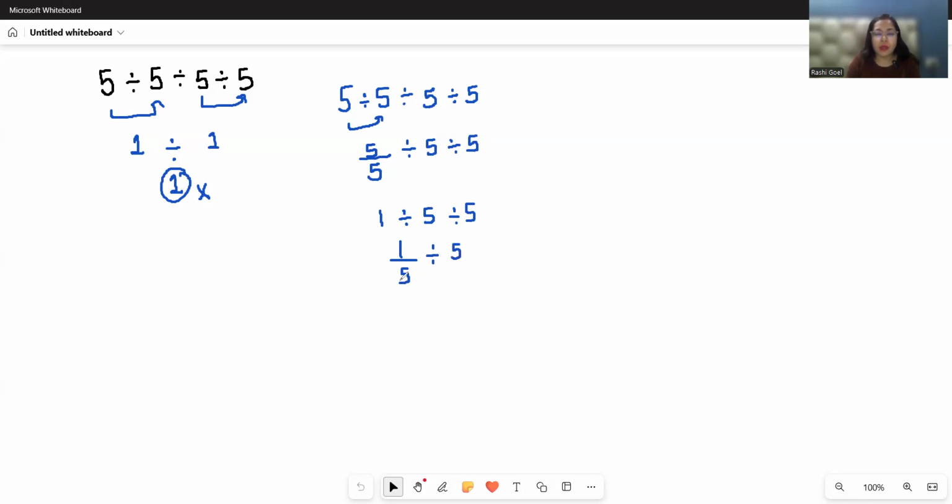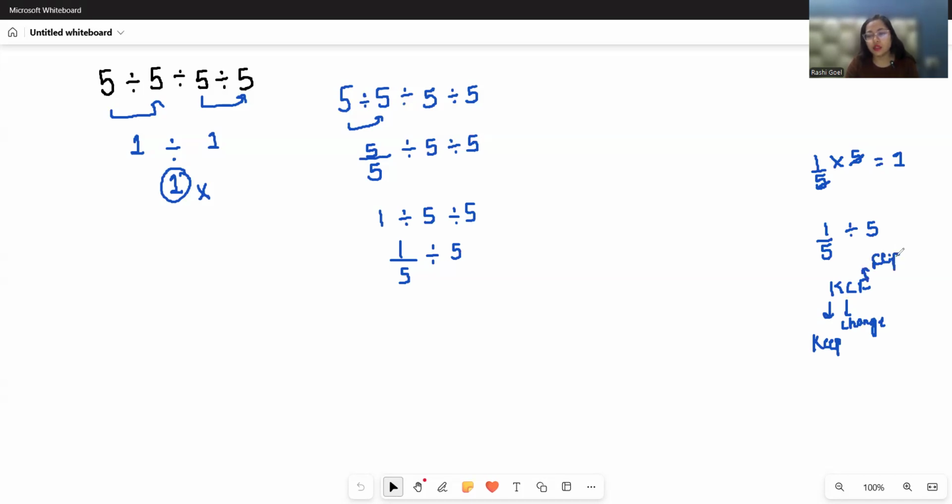Now many people cancel out this 5 with 5 and say their answer is 1, which is wrong, because these are two different things. That is 1 by 5 multiplied by 5. In this case you can cancel out and the answer is 1. But when it's 1 by 5 divided by 5, then you have to follow the KCF rule. Here K stands for keep, C stands for change and F stands for flip.